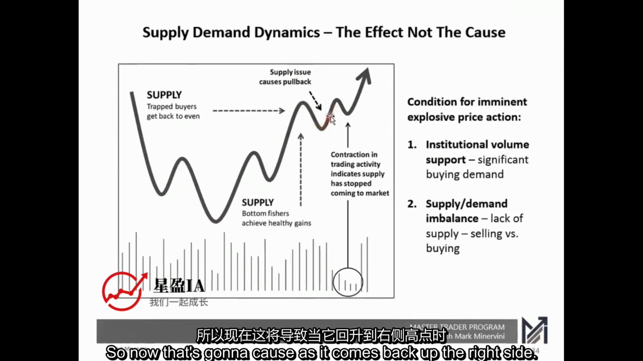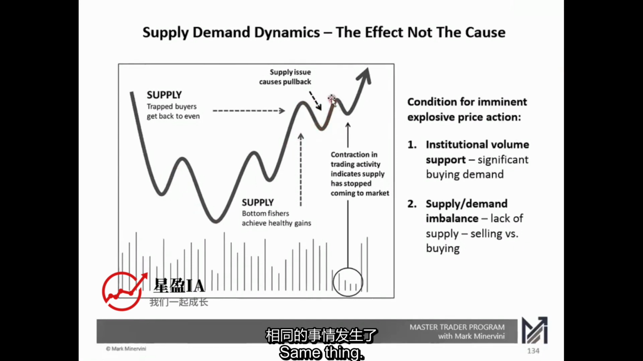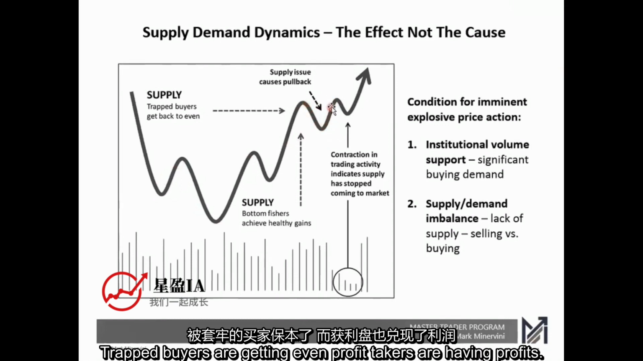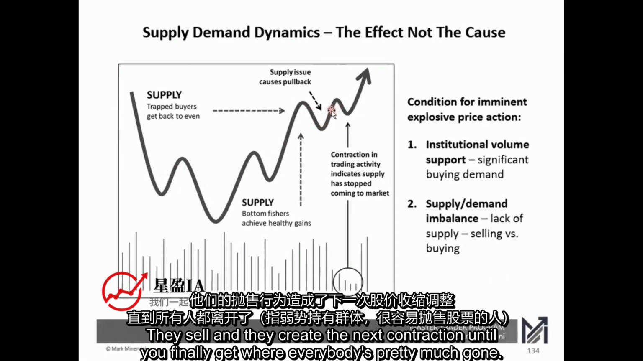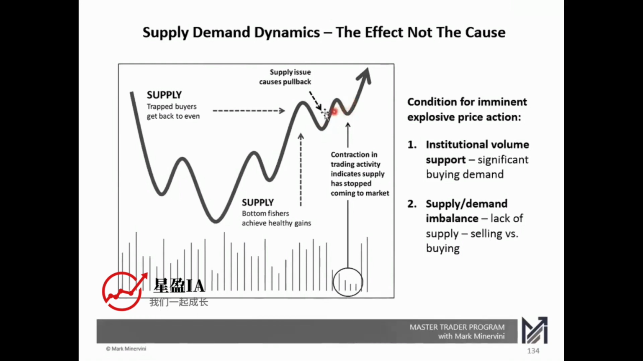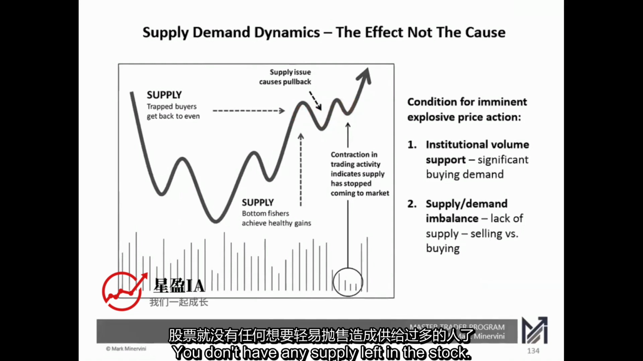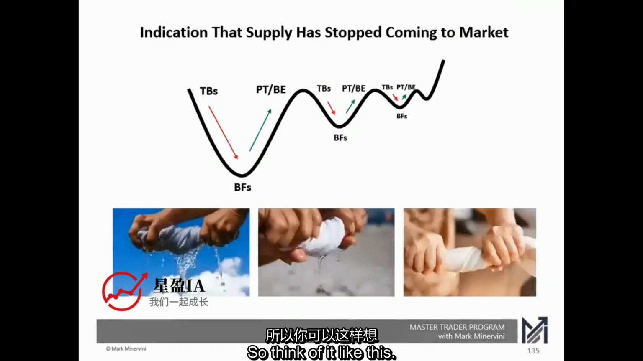So now that's going to cause, as it comes back up the right side, the same thing. Trapped buyers are getting even. Profit takers are taking profits. So now they sell and they create the next contraction until you finally get where everybody's pretty much gone and you don't have any supply left in the stock. So think of it like this.